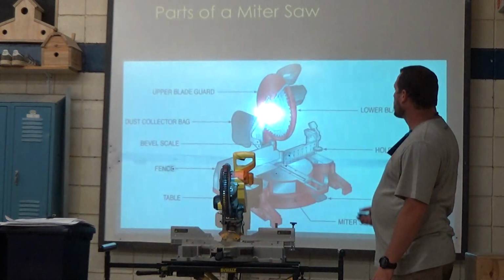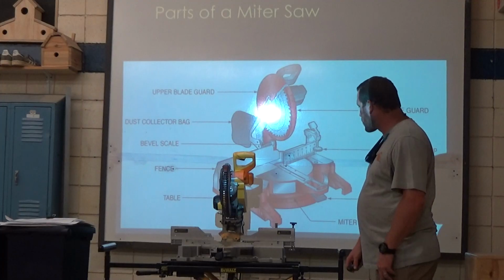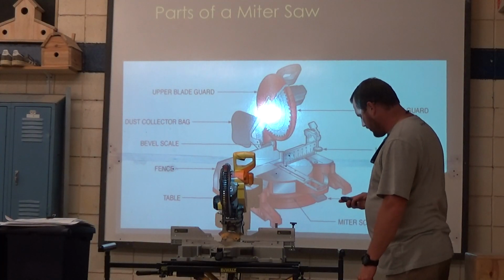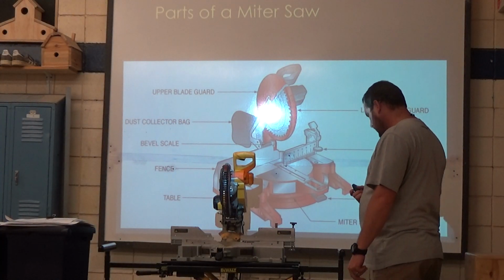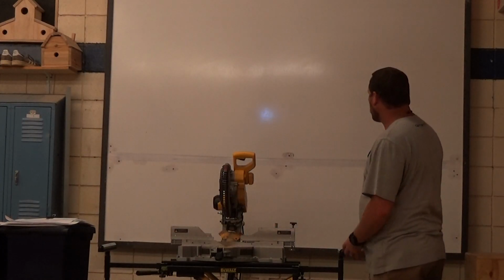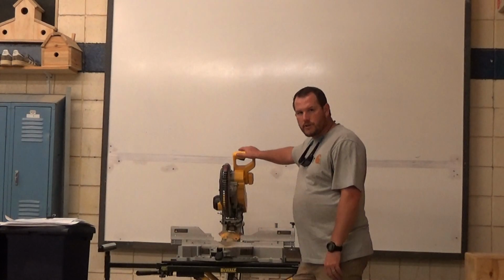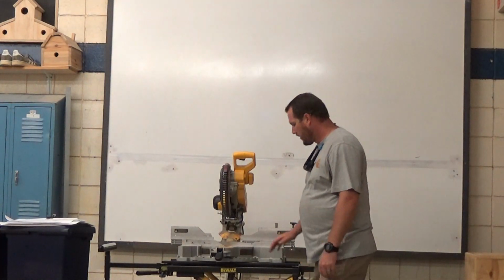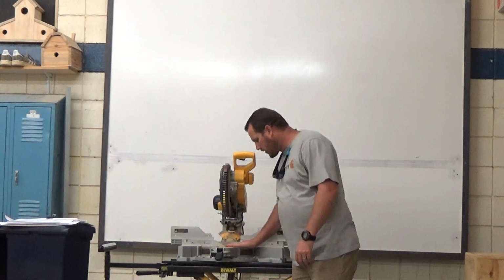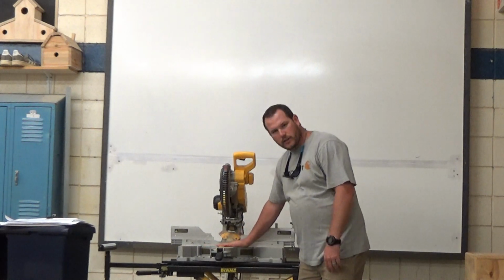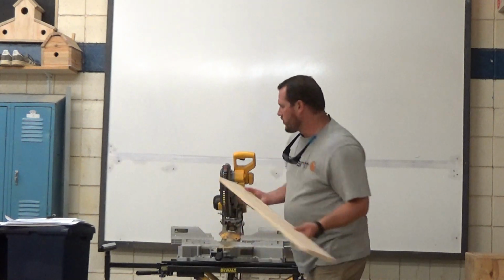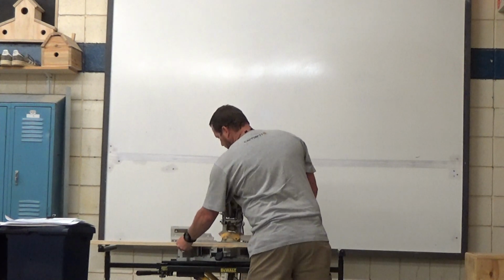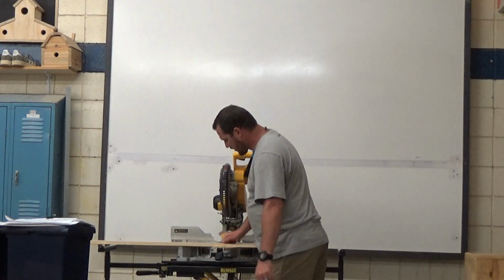Parts of the miter saw. There's a picture up here. I'm going to use the actual miter saw. So, miter saw parts. Hopefully you can see this from all the way back there. This right here is going to be the base. All right, this is where you're going to set your piece of wood. So if you took a piece of wood, you're going to set your piece of wood like so. All right, that's where it's going to sit.